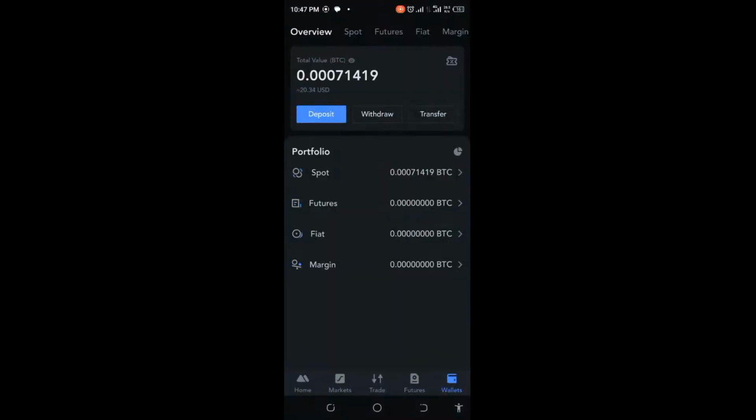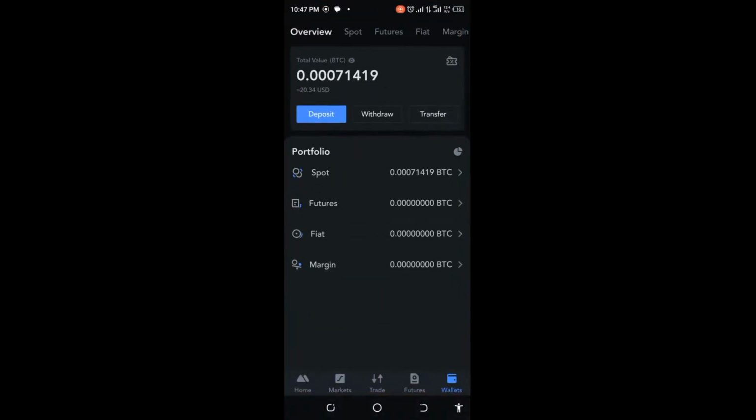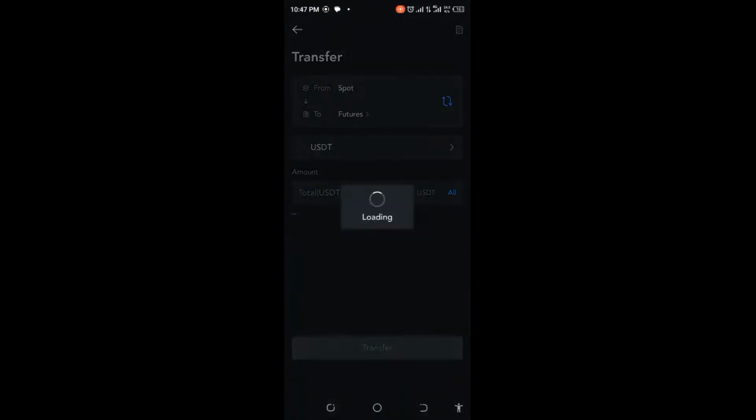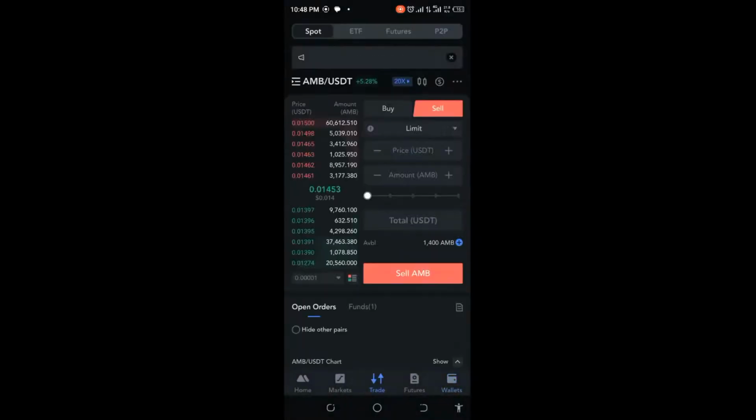Okay, it looks like it has arrived. As you can see here, 20.34 USD. Let's click on transfer so that we can make sure we have it in our wallet. Oh, everything is in spot. Is it already in spot? I'm trying to get it. Okay, maybe I'm wrong. Let me check that. Let's go back and see whether we actually have it. It looks like we already have it. Let me check to be sure. Do we have that? Oh yeah.